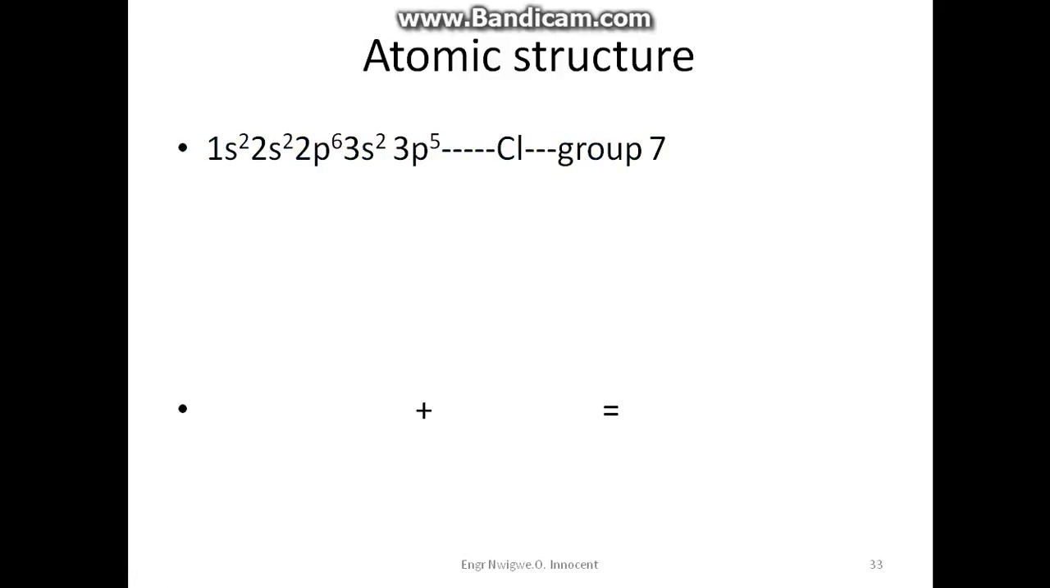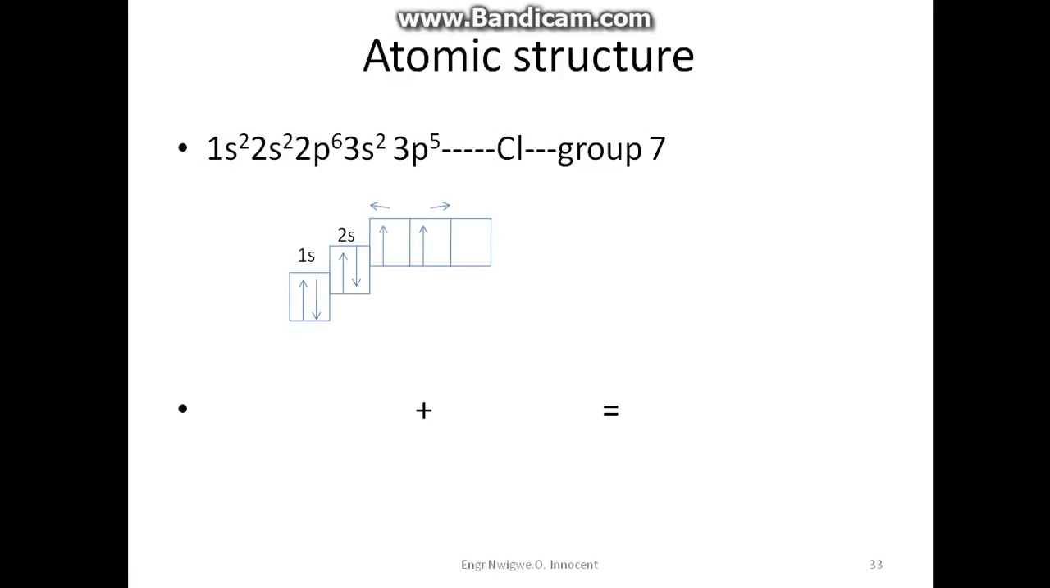Looking at the atomic structure of chlorine, group 7, we have 1s superscript 2, 2s superscript 2, 2p superscript 6, 3s superscript 2, 3p superscript 5. From the first s block, we have one of the spins going up and the other one going down. Then the second s, one going up and the other one going down. For the 2p, first of all, they are all going up.